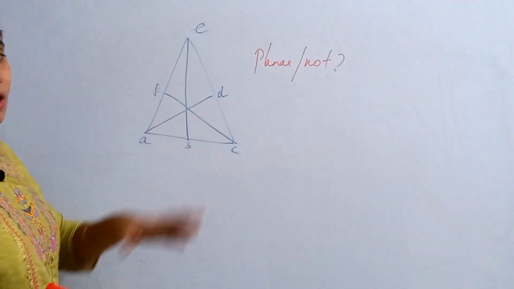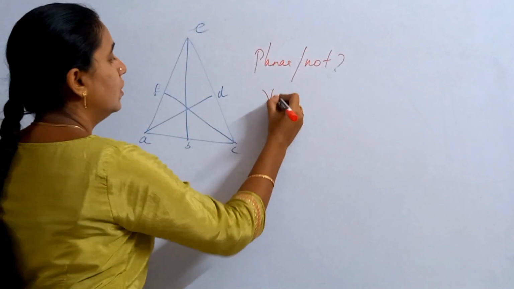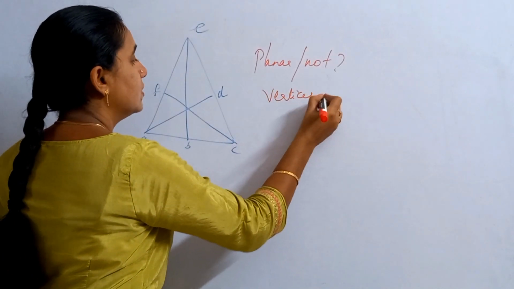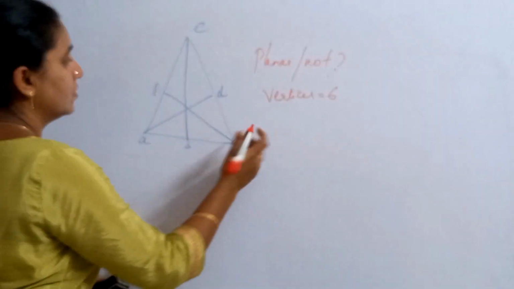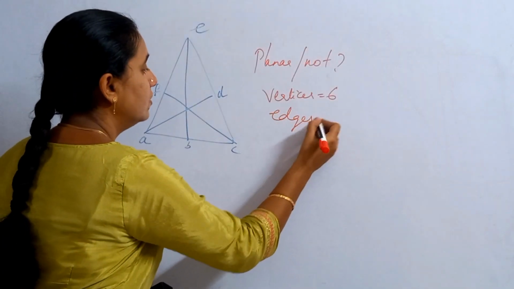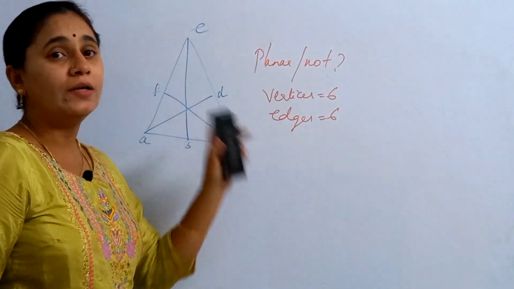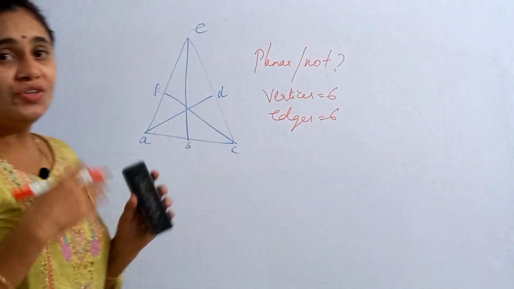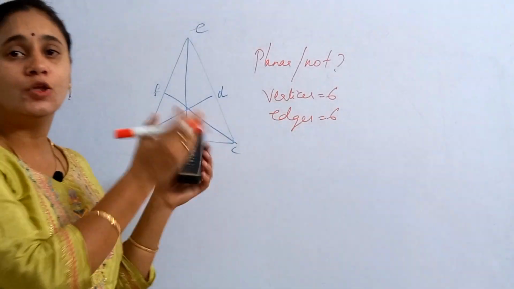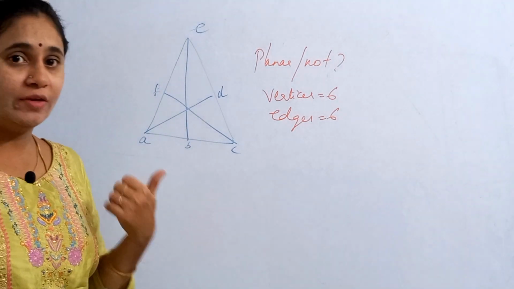Here how many vertices are present? 1, 2, 3, 4, 5, 6. So the total number of vertices is 6. The total number of edges is also 6, right? So the total number of vertices is 6 and the total number of edges is 6. Now we are going to take care, while forming it into a planar graph, that the edges don't intersect. So shall we do it? Right.